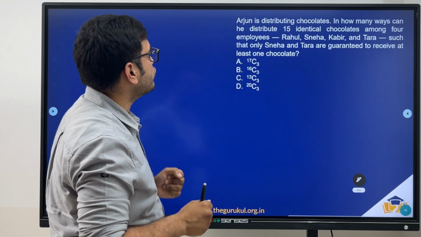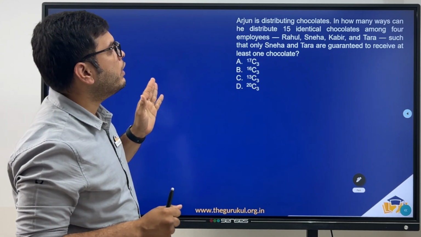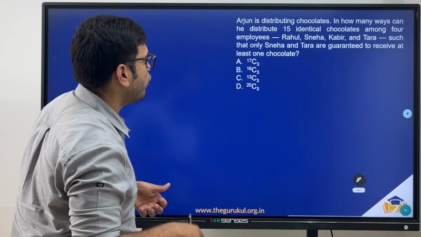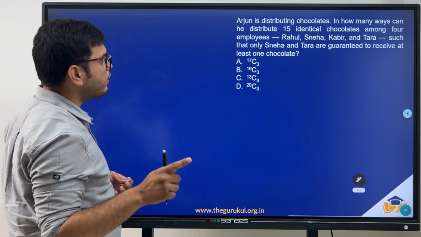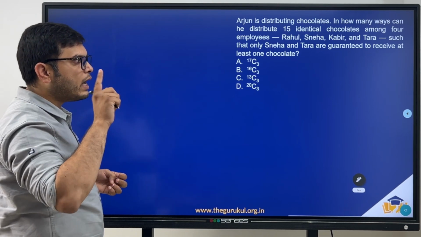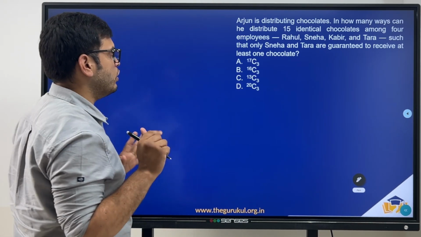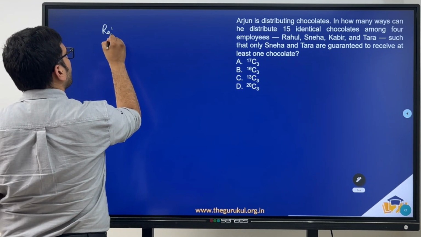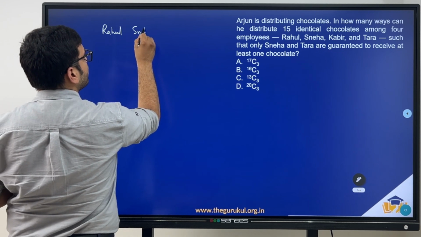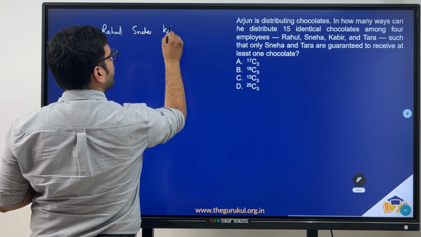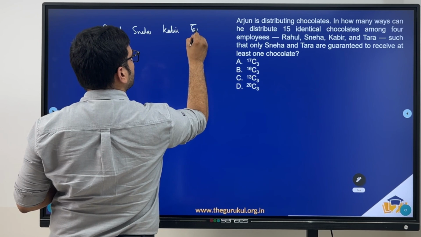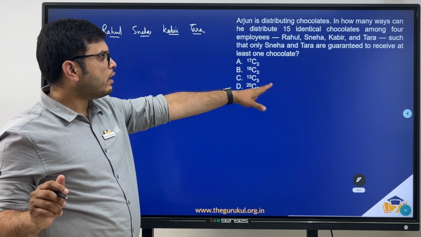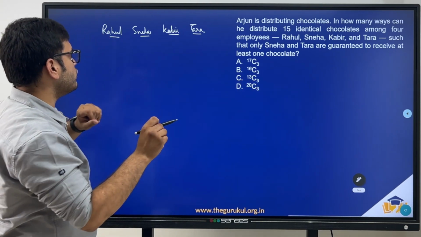Now coming to the second question. Arjun is distributing chocolates. In how many ways can he distribute 15 identical chocolates among 4 employees, Rahul, Sneha, Kabir and Tara, such that only Sneha and Tara are guaranteed to receive at least one chocolate? So we have 4 persons: Rahul, Sneha, Kabir and Tara, and there is a condition that Sneha and Tara are guaranteed to receive at least one chocolate.